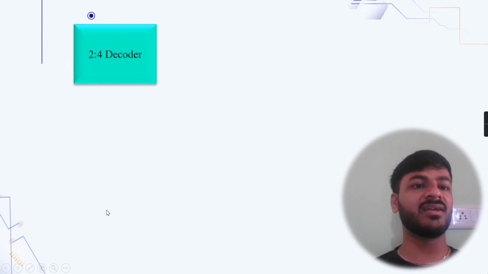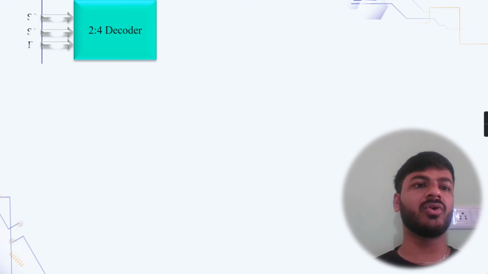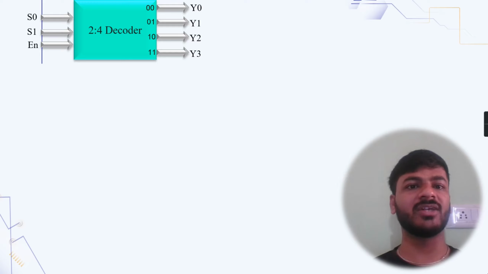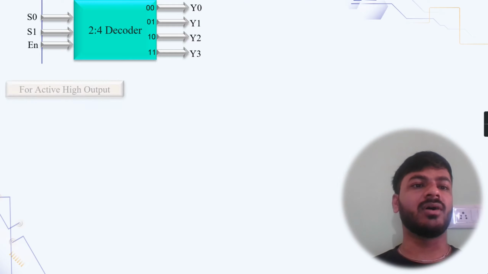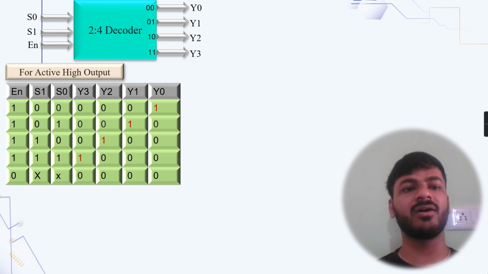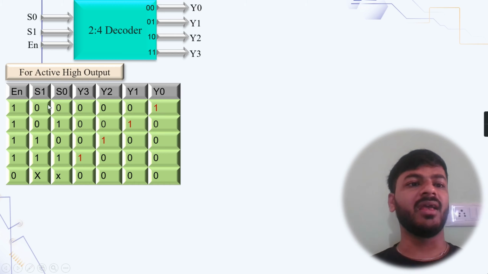Okay, now if I talk about working and functionality of 2:4 decoder, as the name suggests it has 2 inputs and active high enable line. If 2 inputs are there, then obviously 4 outputs will be there. So Y0, Y1, Y2 and Y3. Okay, for active high enable, you can see the truth table. If S1 and S0 both are 0, then only Y0 will be high, active. If S1 is 0 and S0 is high, then Y1 will be active. If S1 is high and S0 is low, then Y2 will be active. And if S1 and S0 both are high, then Y3 will be active.